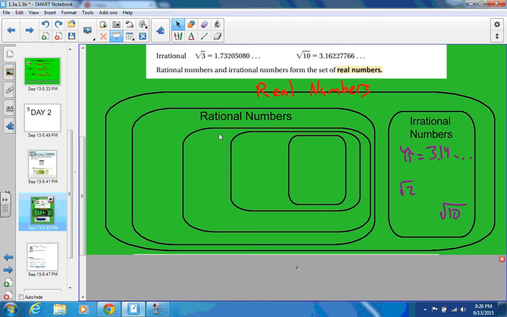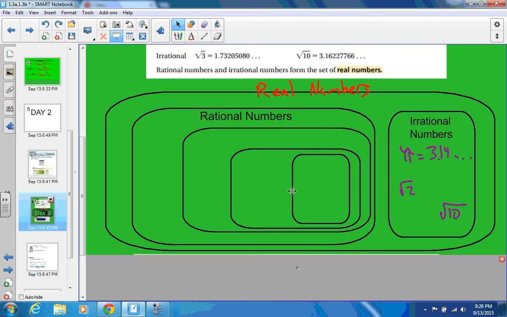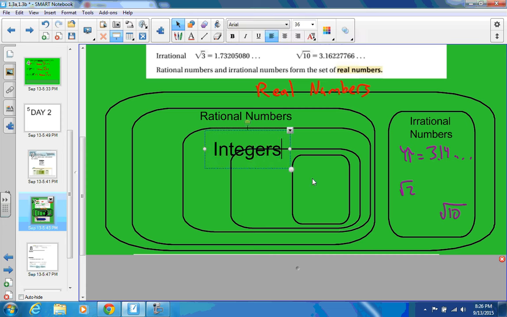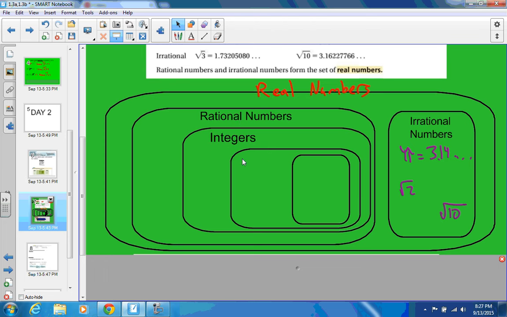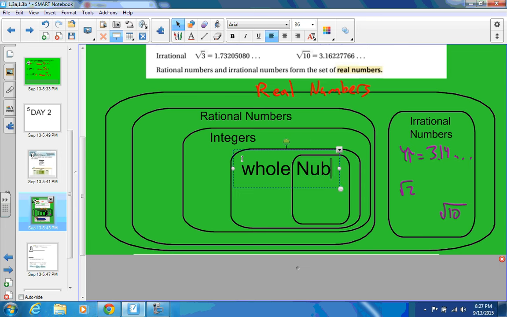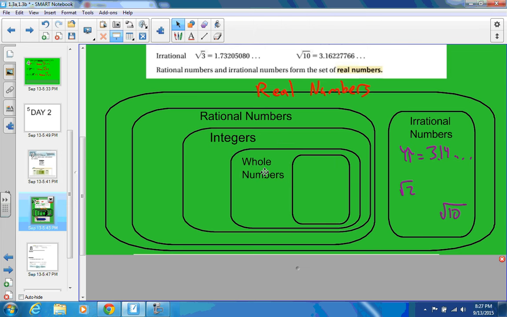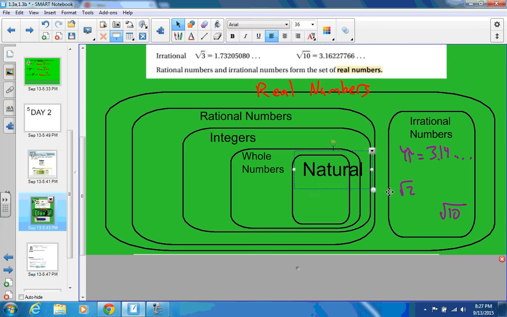Okay, we'll try this. Another part we have is integers. Whole numbers. And then lastly, natural numbers. And I'm just going to write natural here.